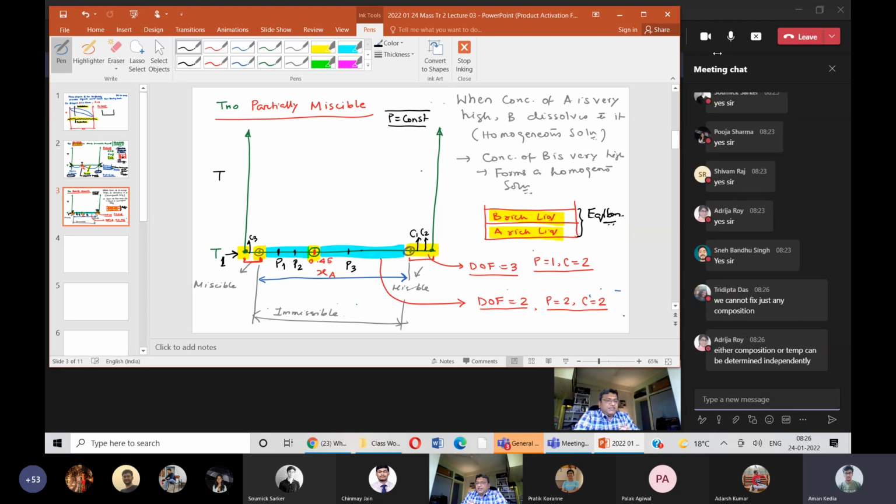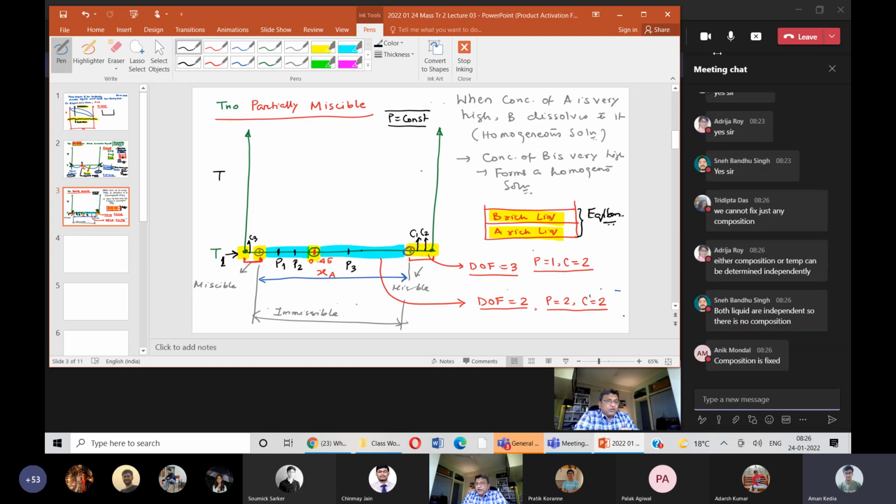We cannot just fix any composition. Tridipta, very good. No, Adrija, temperature is constant at T1. Both liquids are independent, so there is no composition, not understood. Composition is fixed. Anik, a little bit deeper insight would have been better. Tridipta, can you just explain what you would like to say?